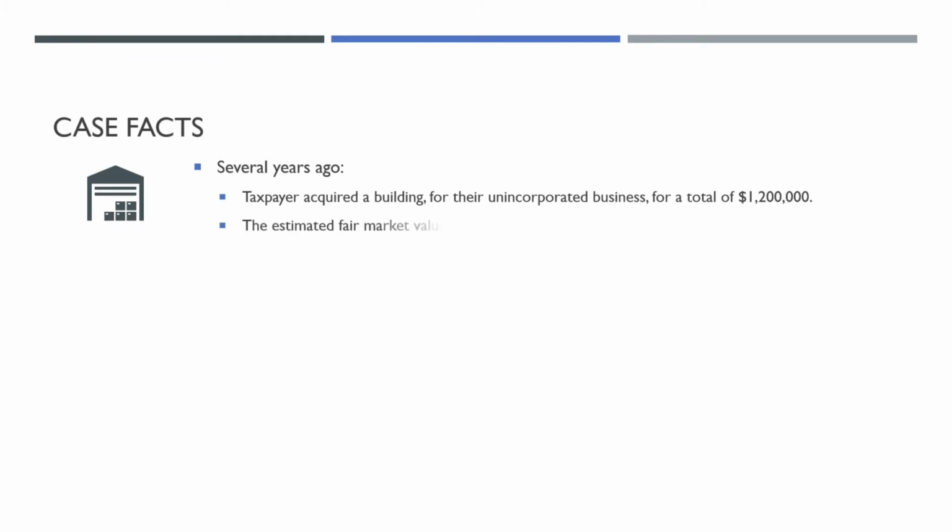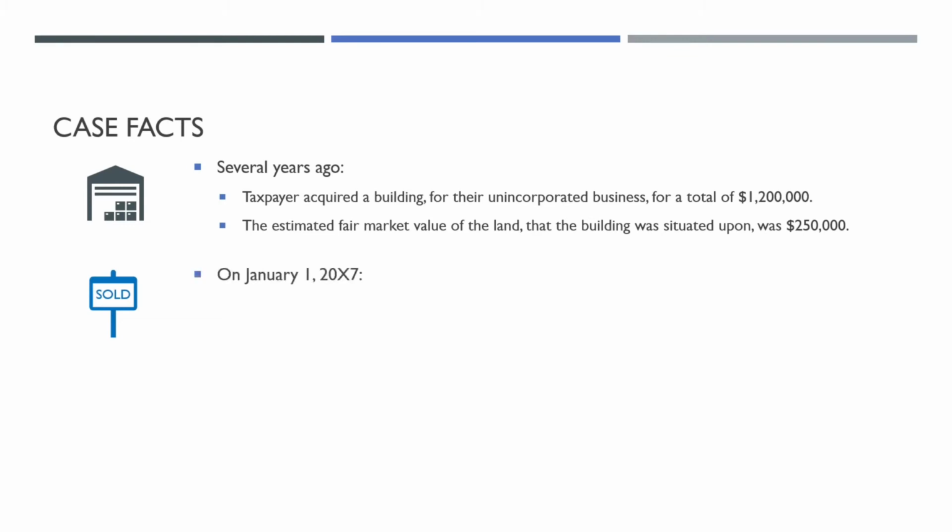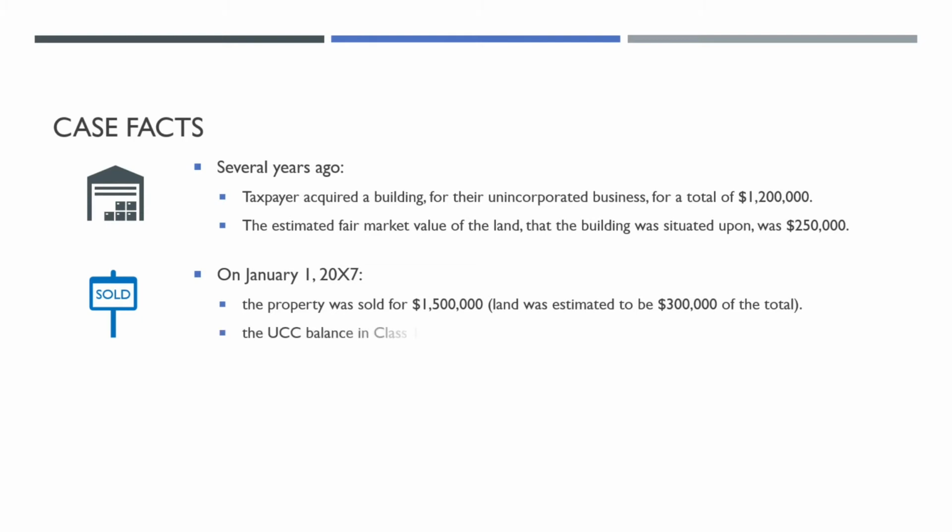The estimated fair market value of the land that the building was situated upon was $250,000. The building was then sold on January 1st, 20x7. The property was sold for $1.5 million. The land was estimated to be $300,000 of that total. The UCC balance in the Class 1 was $790,742. The building was the only asset in this class.